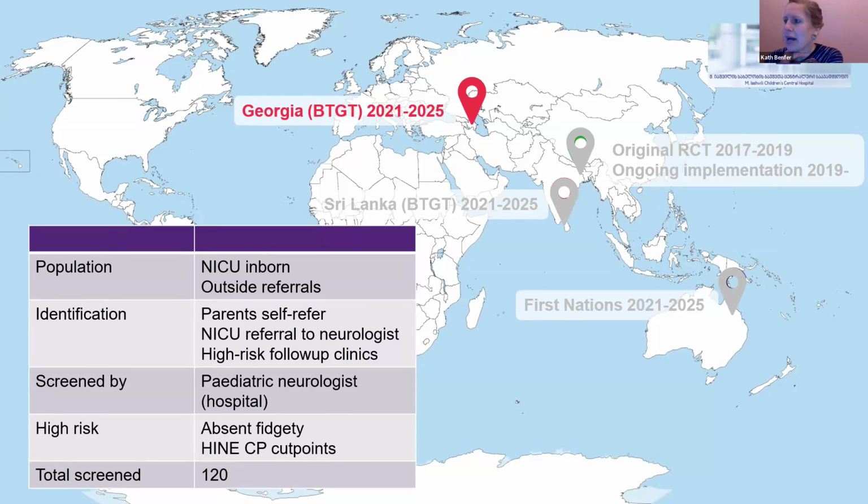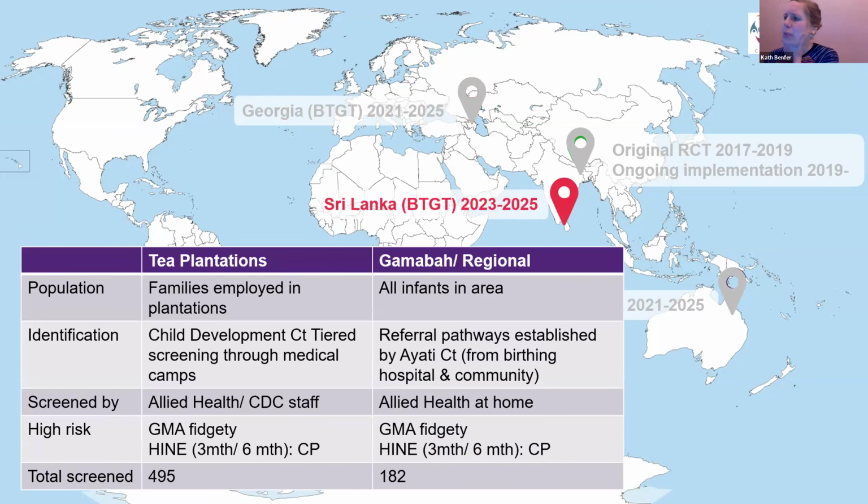And in Georgia, again, it's much more of a hospital-based population, but I just wanted to mention it for completeness, just to give you some scope of how different sites can look. And they all go on to then have the community-based intervention program. So Georgia really is a NICU inborn or outside referrals into the hospital, but parents can self-refer to this program, and the general movements and HINE are both being done by the neurologists. So that's a little bit different from some of the other sites. And then in Sri Lanka, we have 2 different project arms happening.